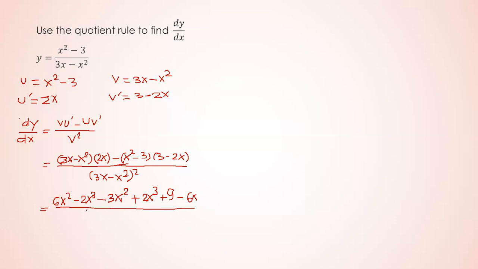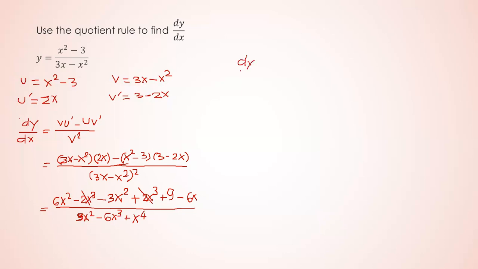If we expand this denominator, it becomes 9x squared minus 6x cubed plus x to the power 4. Okay, and then negative 2x cubed plus 2x cubed equals 0.